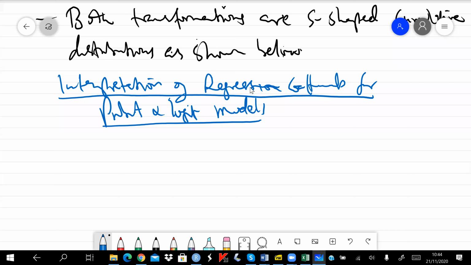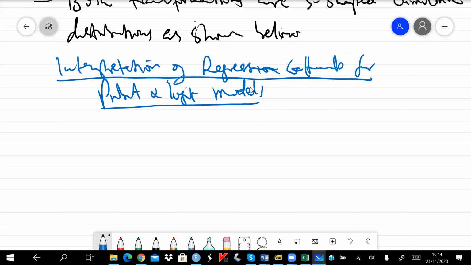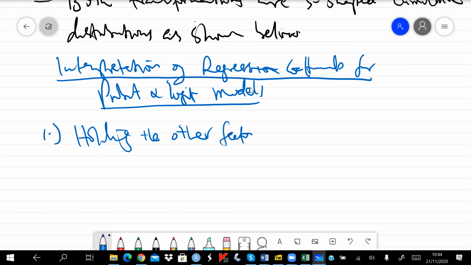So we're looking at the interpretation of the regression coefficients for the Probit and Logit models. And we note that the interpretation here is totally different from how we interpreted simple linear or even multiple linear regression, which were fitted using the OLS method. So this is how you interpret. Number one, we can say that holding other factors constant. And we are saying that because this is multiple regression, because we have more than one independent variable.